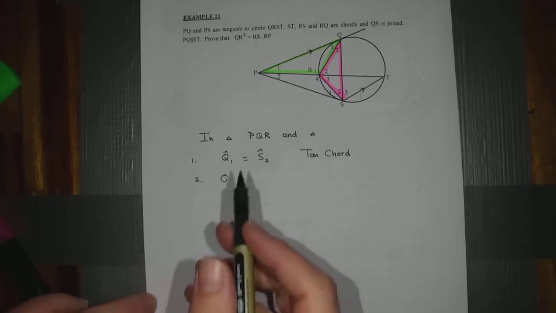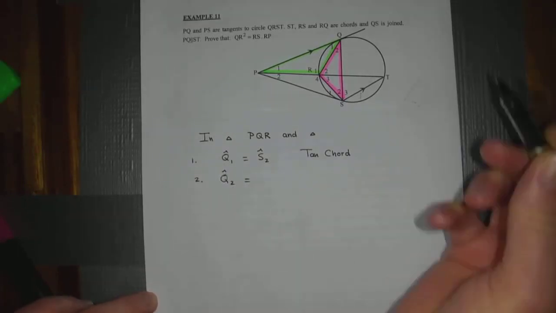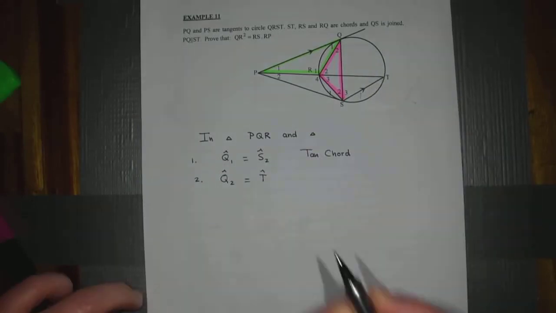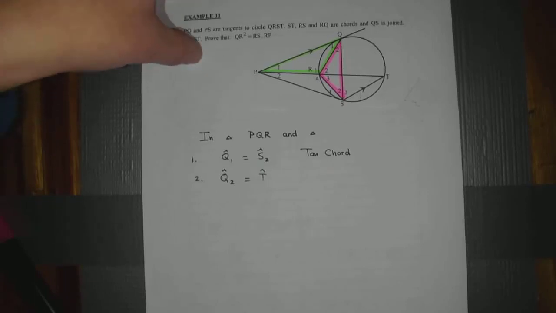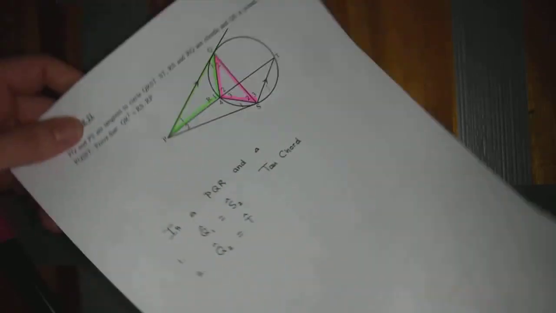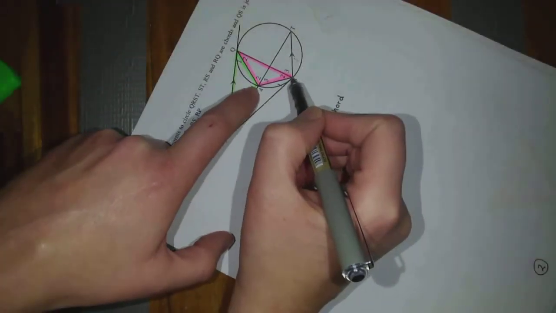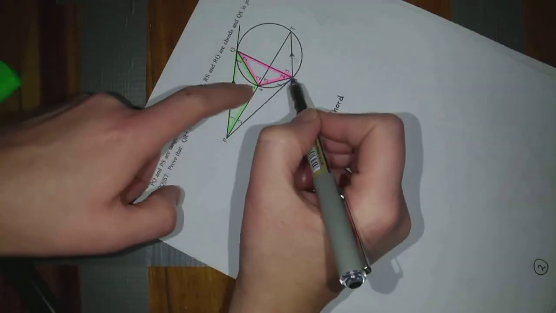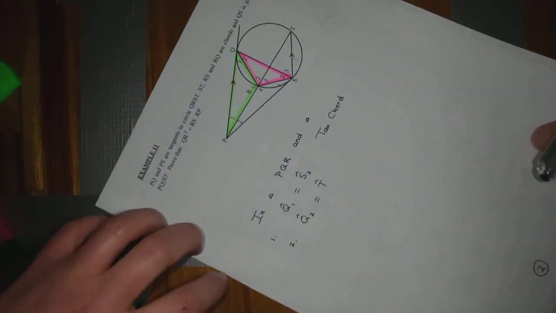So I'll start at Q2, even though it's not part of this triangle, I know. So Q2 is equal to angle T. Why is Q2 equal to angle T? Yes, Oliver. They're both subtended by chord RS. So RS subtends Q2 on the circumference, but RS also subtends T on the circumference. So it's angles in the same segment.